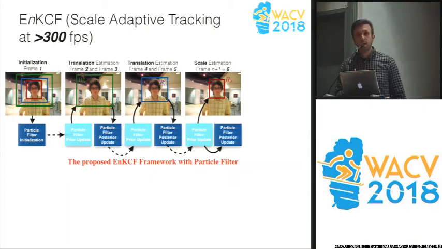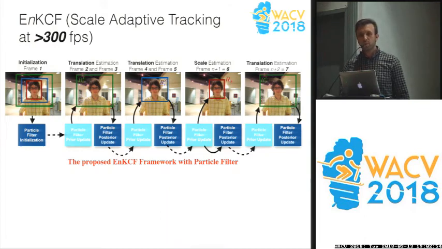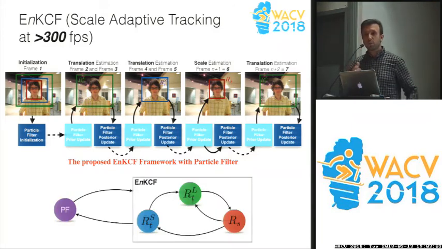Since we do not use any translation filter in this frame, there might be some drifts, and we try to address those drifts in the next 2 frames using the large area translation filter. We basically repeat this pattern in the following frames and try to achieve scale adaptive tracking. The idea is that we have 2 different modules, the particle filter and EnKCF with multiple correlation filters, and each correlation filter tries to address the problem of the other correlation filter.